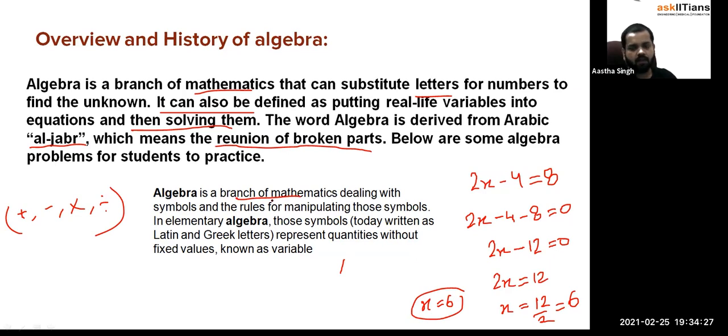So yeah, algebra is a branch of mathematics dealing with symbols. Here symbols means your variables, right? And there are certain rules for manipulating those symbols. Also, there are some real life examples, or you can say real life variables, which you have to put into your equation. There will be certain word problems which you will put into your equation and find out the values, right? Okay, represent quantities without a fixed value, known as variables. Definitely we will do questions, then your concept will be much more clear.